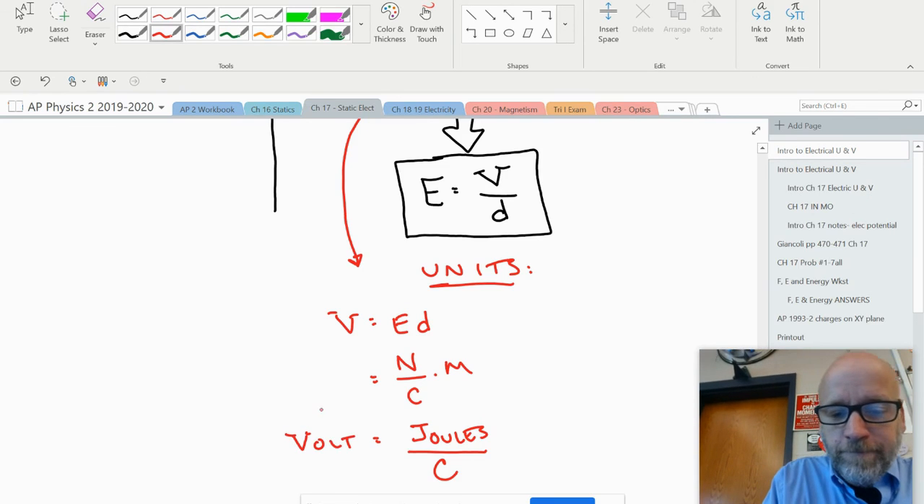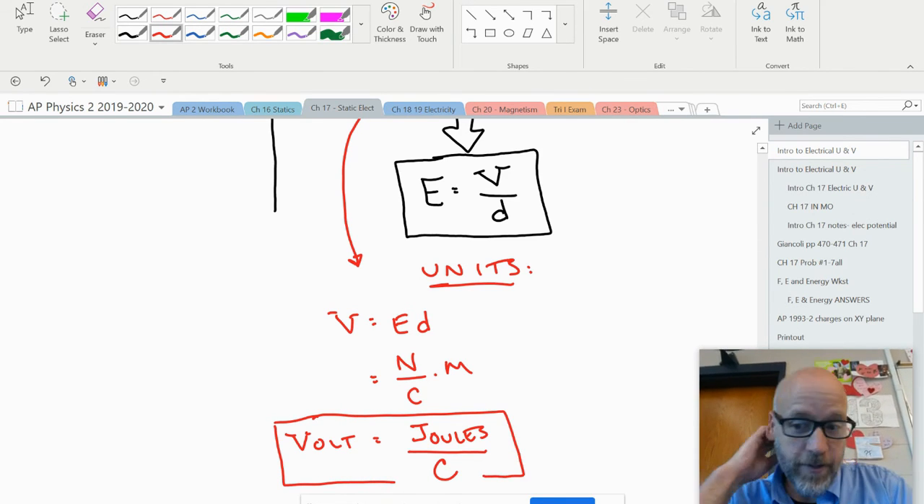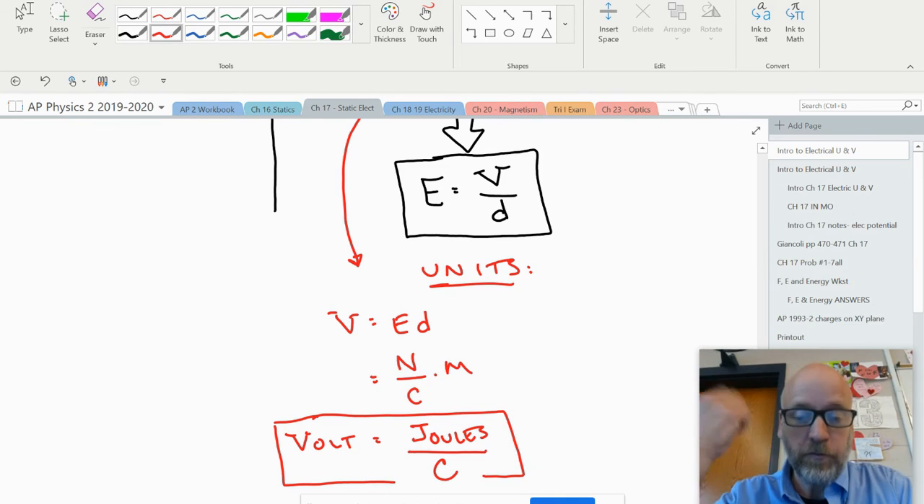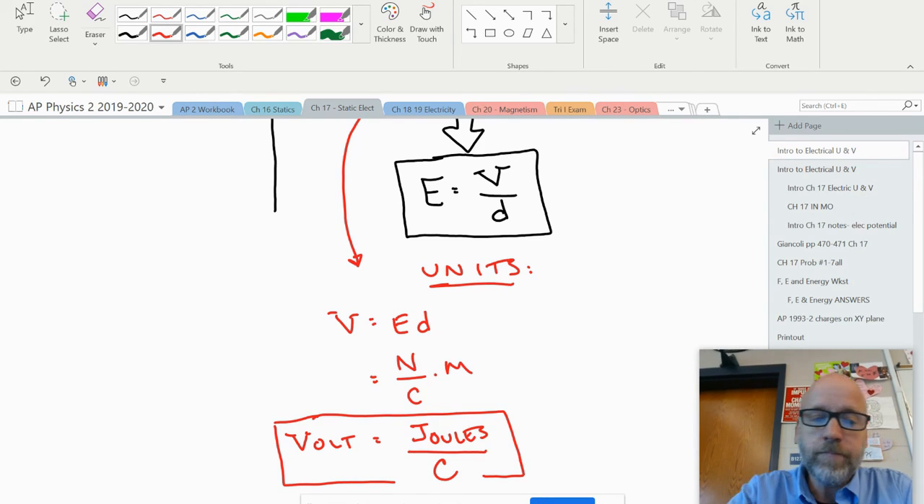is a volt. Now, this is one of those cases where the term voltage and the units, volts, both start with the letter V. Yep, it's true. It's just the way it is. Okay, so a volt is a measurement of joules per coulomb.